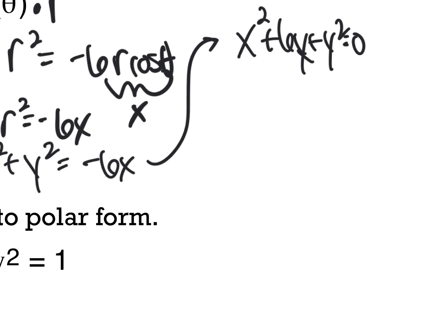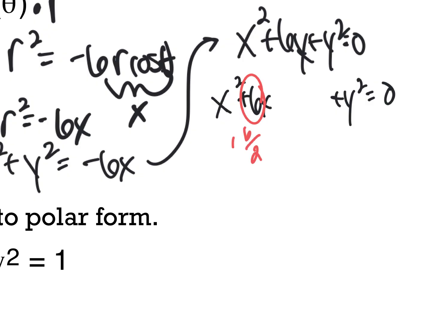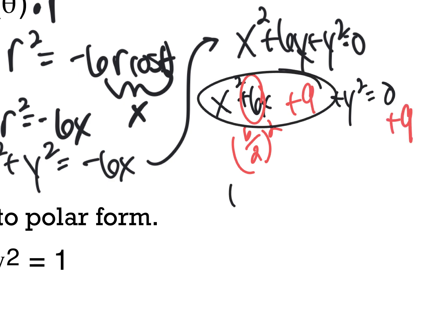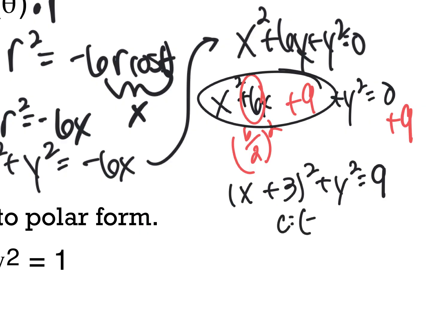And if you remember, and we're going to do this a lot this chapter, we can complete the square to actually get the correct components of the circle. So if you remember completing the square, it's take b, divide it by 2, and then square it. So 6 divided by 2 is 3, add 9 here, add 9 here. And the reason is this is now factorable. This becomes x plus 3 squared plus y squared equals 9. So this is a circle with a center at negative 3, 0 and a radius of 3.